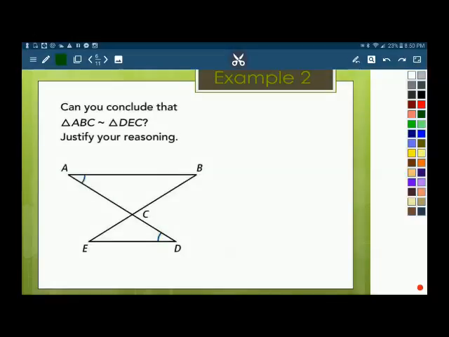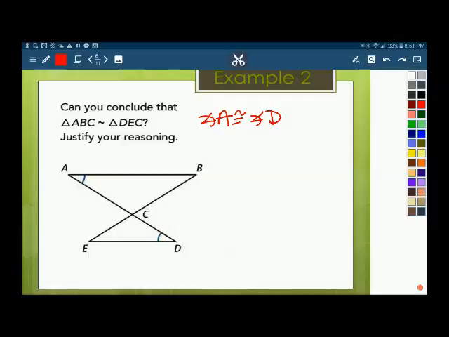Right, so let's take a look at a second example where maybe not as many real numbers are known in the triangles, but maybe we are just told that two angles are congruent. It says, can you conclude that triangle ABC is similar to triangle DEC and justify? Well, the arcs that are already marked say that angle A is congruent to angle D. So that's one of the two pairs of congruent angles that we need to say that these two triangles are similar. Well, I need one more.